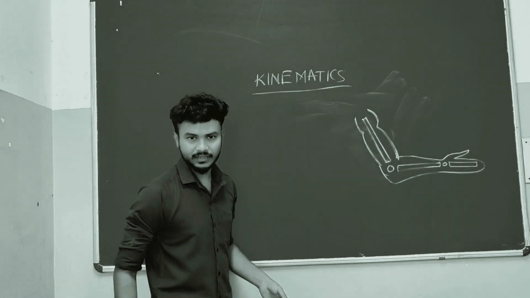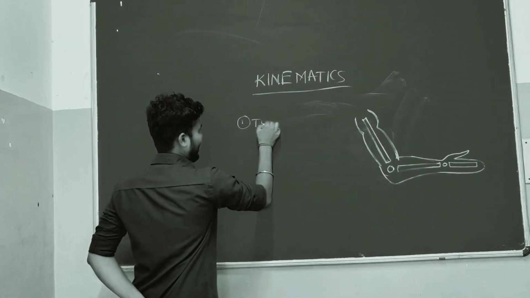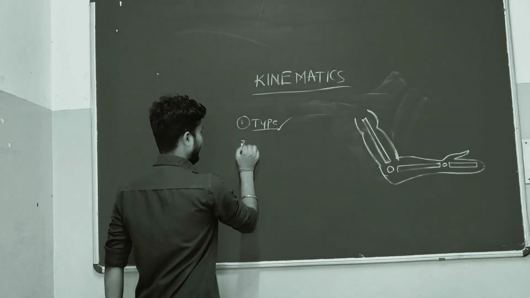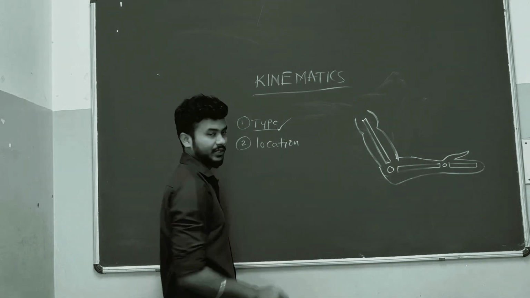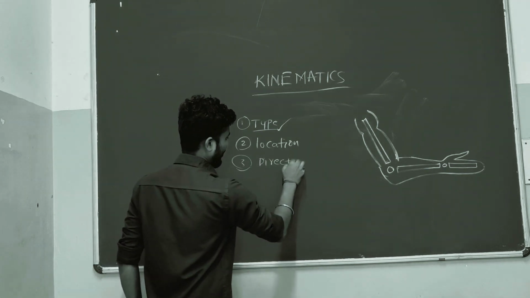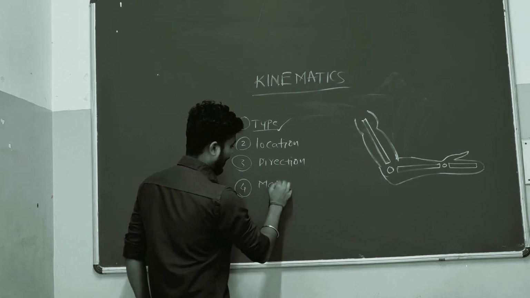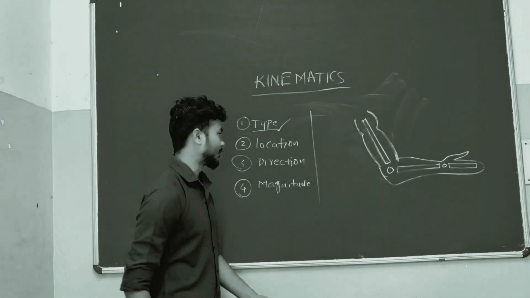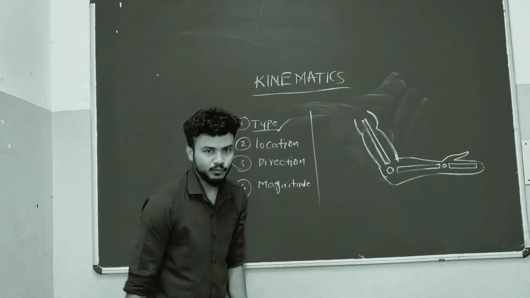In this kinematics, we are going to see what is the type of the movement. First one, we will see what is the type of the movement. Second one, where is the location of the movement. Third one, what is the direction of the movement. Fourth one, what is the magnitude of the movement. So kinematics, the first one, we will see which type of movement it is.